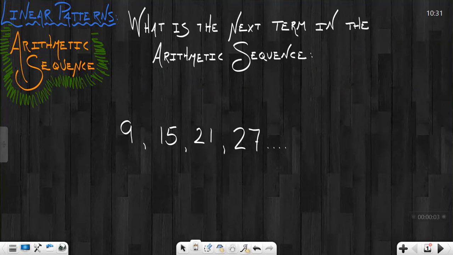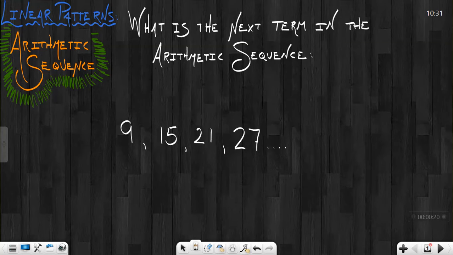We're going to be looking at linear patterns, and the most specific linear pattern that we're going to be looking at in this course is called an arithmetic sequence. It's a special type of linear pattern where you are just given a list of numbers and you're either adding or subtracting to get the next term in the sequence.